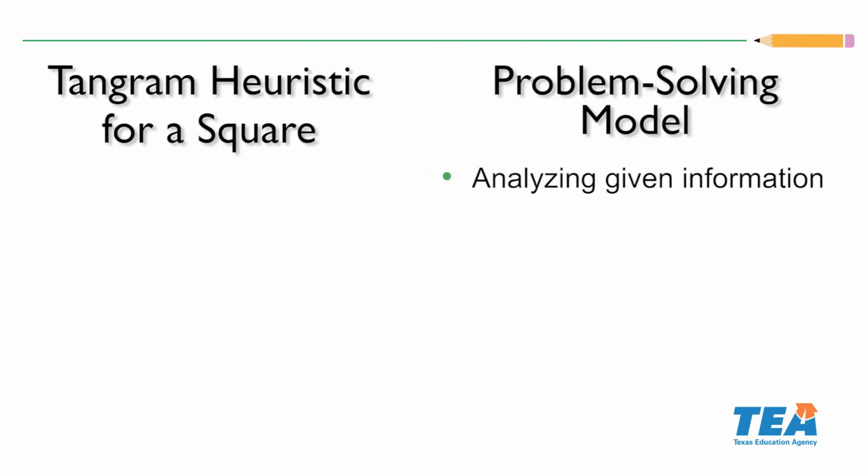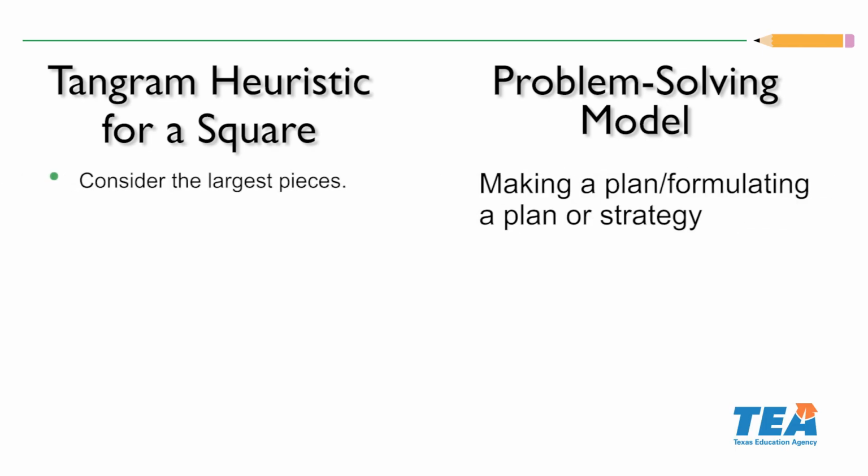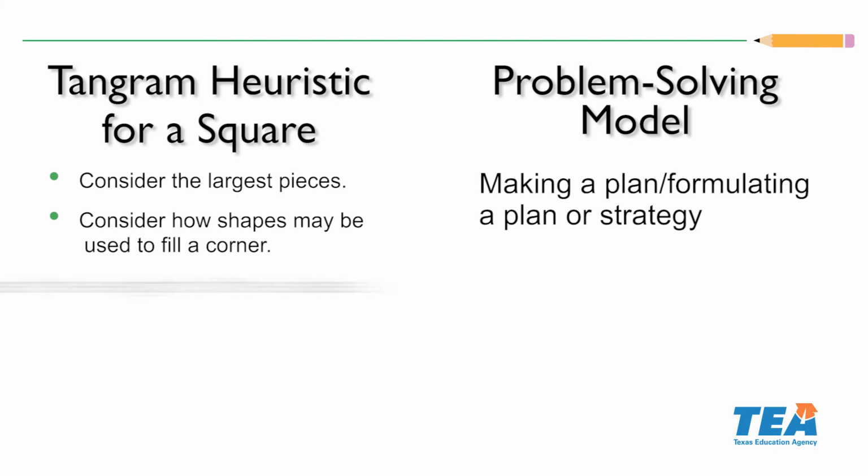One of the components of a problem-solving model is analyzing given information. In the square task, Tangram pieces were analyzed based on attributes, including side length and area. A plan to create a square using 7 Tangram pieces included considering the largest pieces first, trying to complete corners, and comparing the length of the Tangram pieces to the side of the square silhouette.